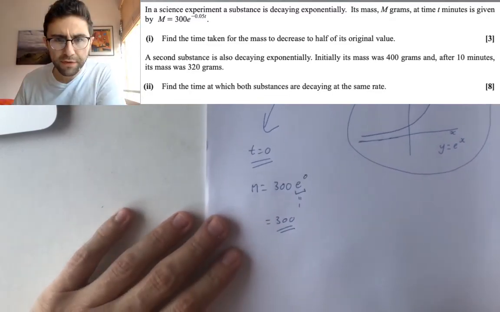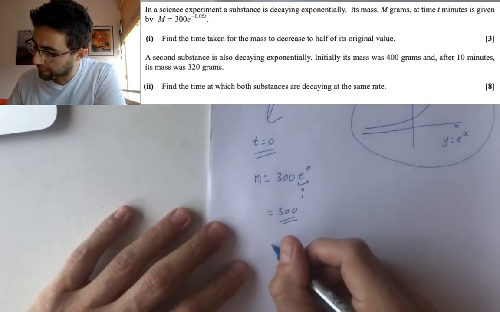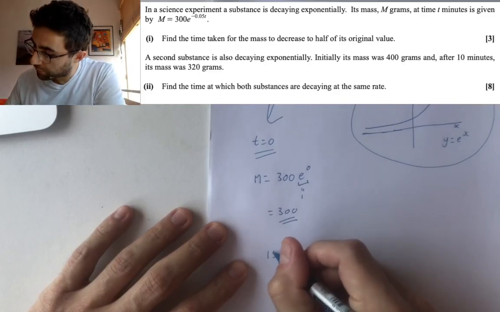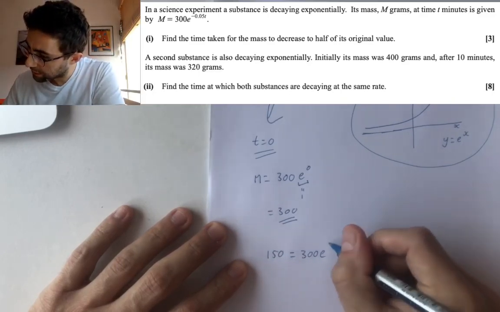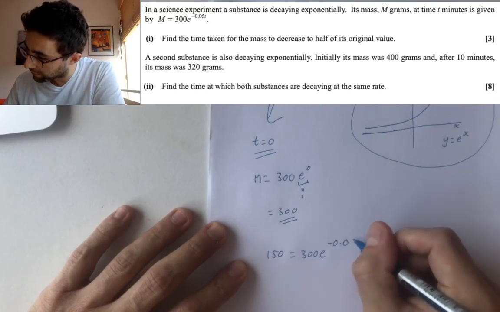So really, for this question, what we're trying to solve is 150 equals 300 e to the minus 0.05t.